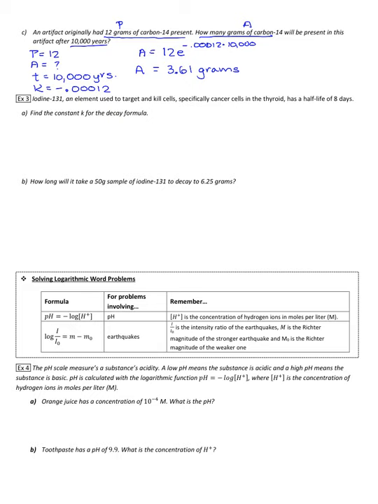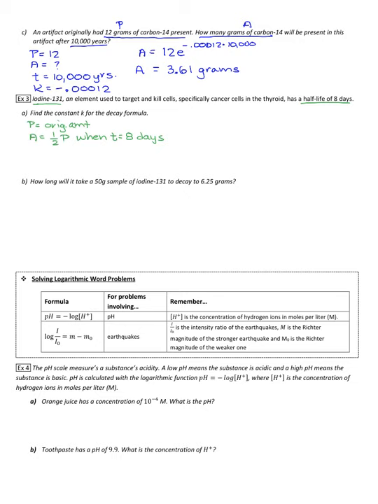Wow. So there's still something left after 10,000 years. Kind of amazing. All right, now we have iodine. So we're moving on to a different element, which is used to target and kill cells, specifically cancer cells in the thyroid. It has a half-life of 8 days. So what does that mean? Well, if P is the original amount, that means that A is going to equal half of that when t equals 8 days. So it's a very quick half-life. And we do not know what K is here.